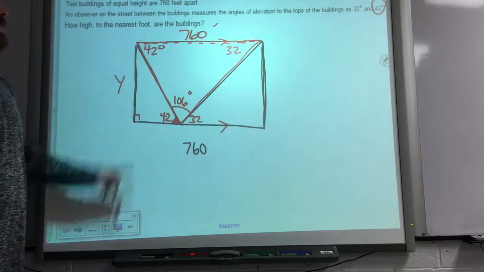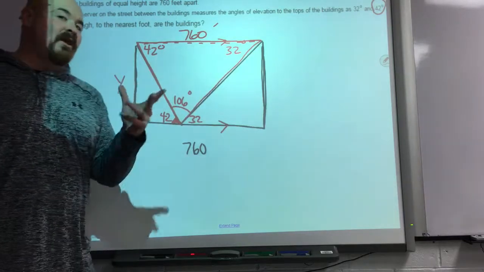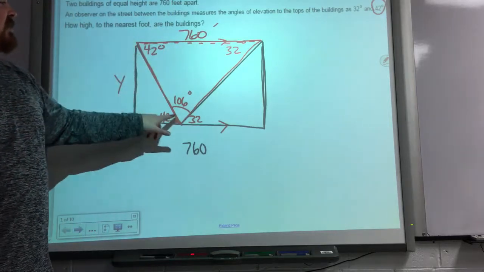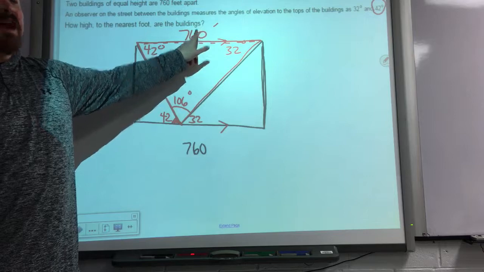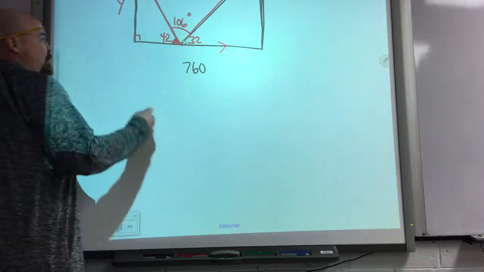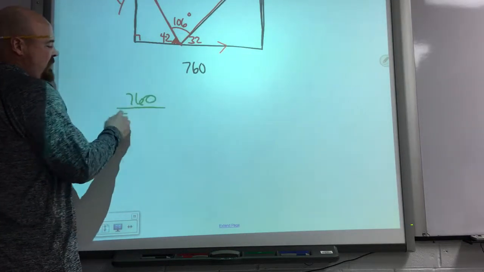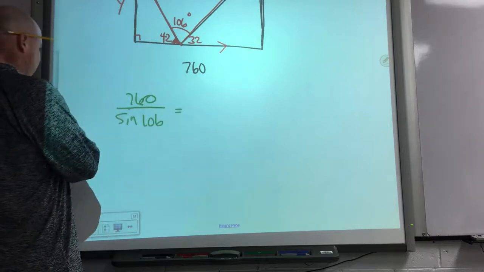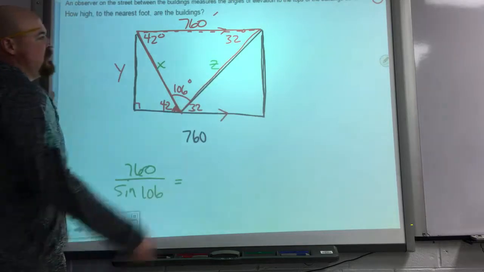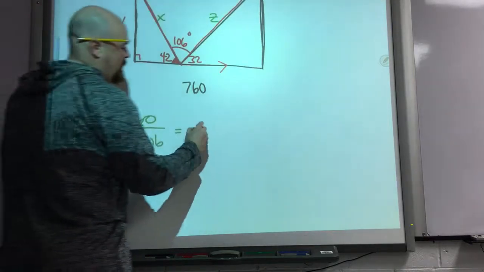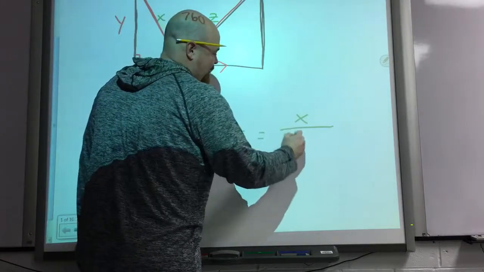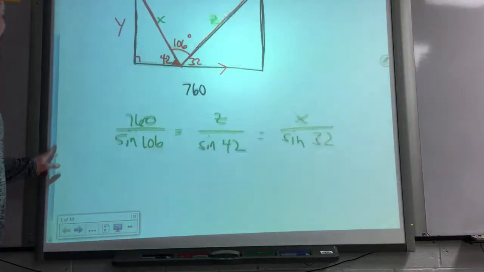Okay? So now when you look at the triangle that we've outlined in red, that's the triangle that you didn't have at the beginning of this problem. But with that one segment right here, now we've got a triangle where we know all three angles and one of the sides. So we have this angle opposite this side. If we set up a law of sines proportion here, 760 over the sine of 106 is equal to, we need side lengths, so let's call this one x and this one z. So z is across from 42 degrees, z over the sine of 42, and x over the sine of 32.